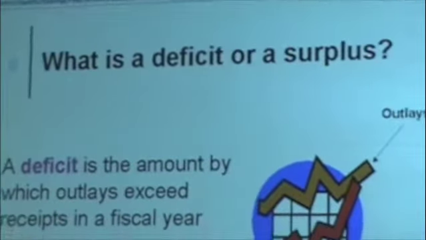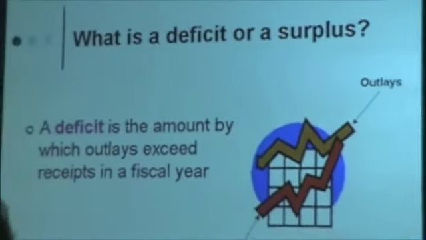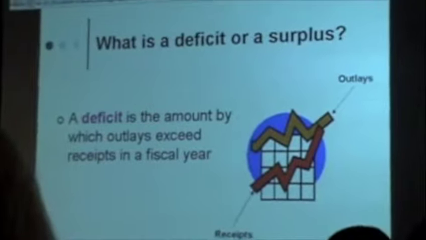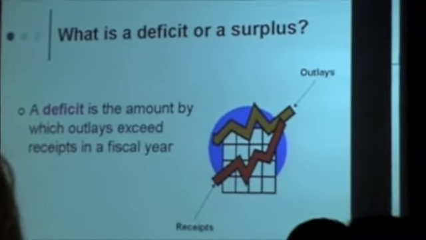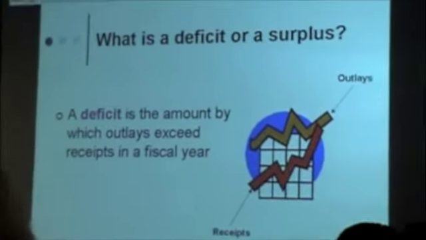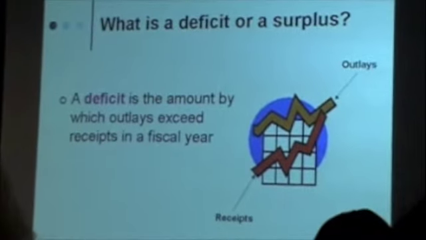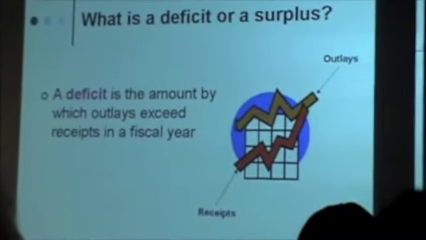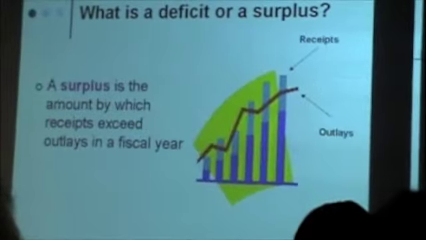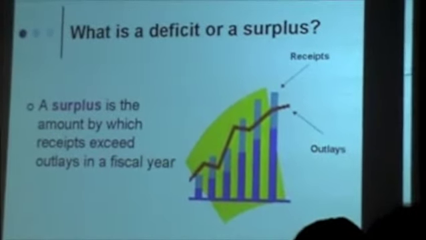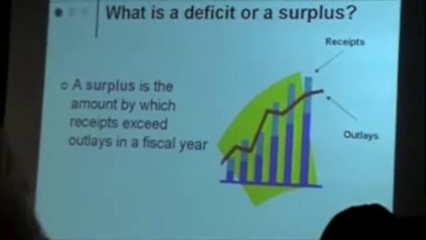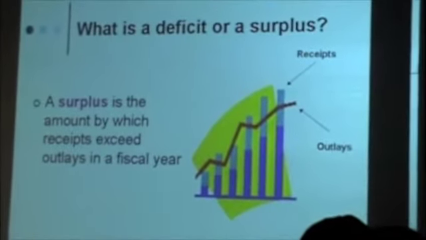Okay, any other questions? What is a deficit or surplus? Simple. A deficit is the amount by which outlays exceed receipts for a fiscal year. What's the outlay? A surplus is the amount by which receipts exceed outlays in a fiscal year.